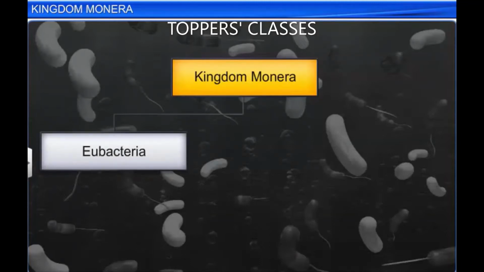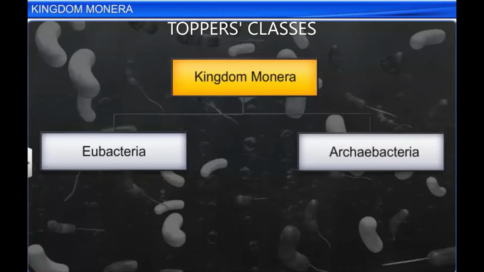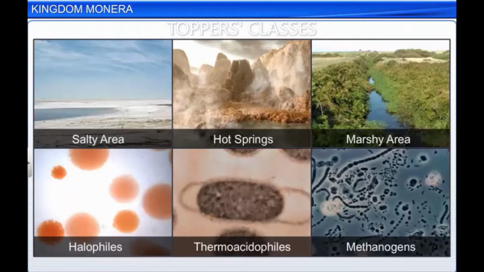Apart from eubacteria, there are special bacteria called archaebacteria that live in extreme conditions. For example, halophiles live in extreme salty areas. Thermoacidophiles live in hot springs, while methanogens live in marshy areas.